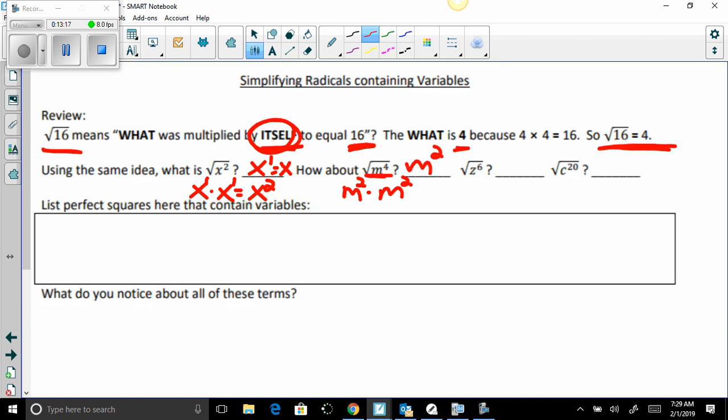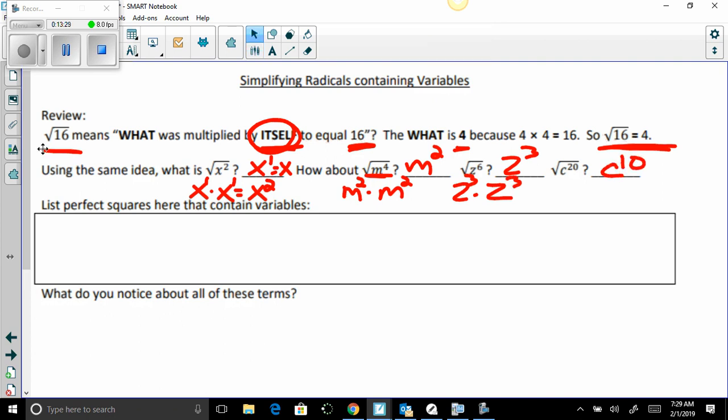So z to the 6, well, what would that be? The exponent has to be the same, so that would be z cubed. And this would be c to the 10. Notice what you're doing. What did you do to this 2 to get the 1? What did you do to this 4 to get the 2? What did you do to this 6 to get the 3? What did you do to that 20 to get the 10? And you are correct. You are taking half of each one of those numbers.